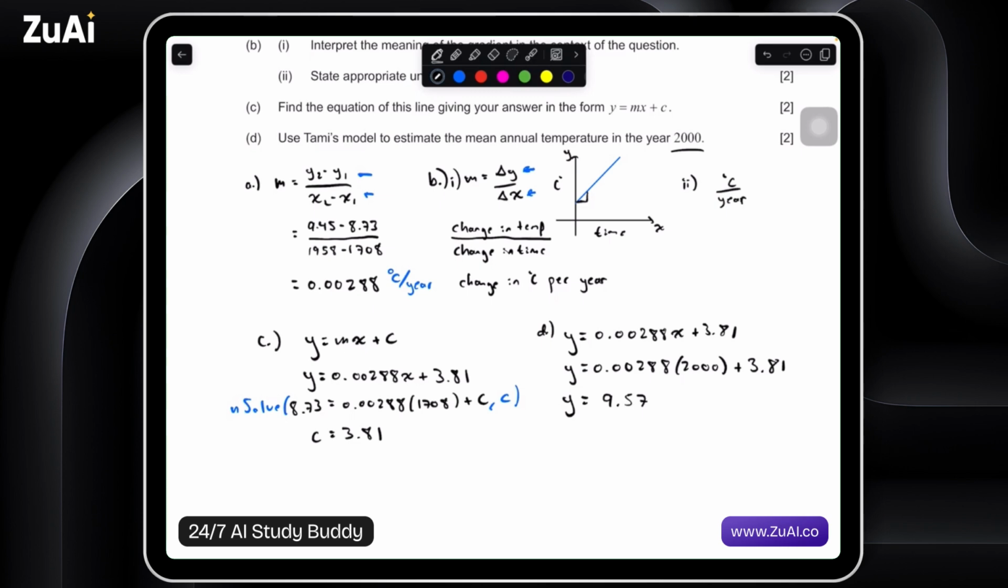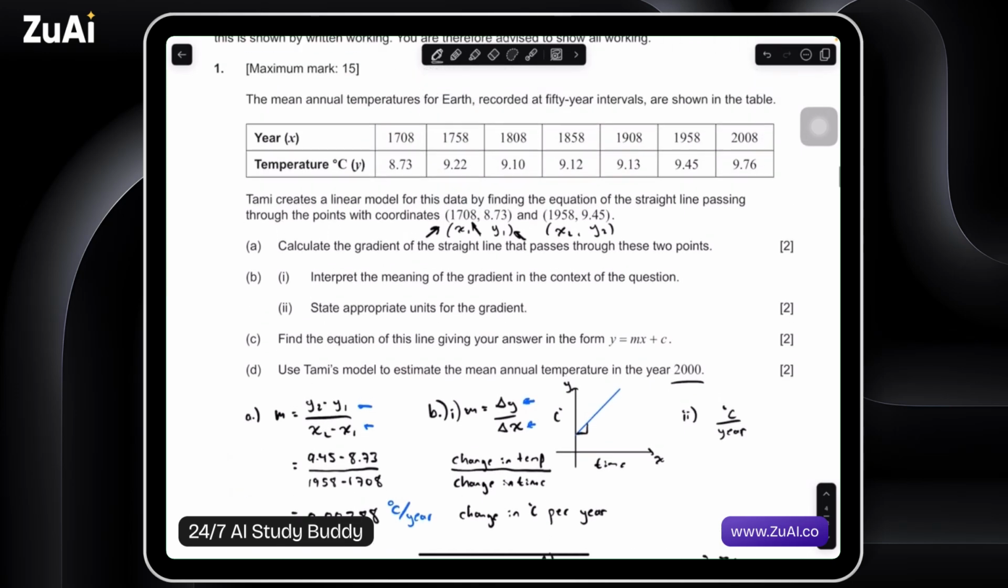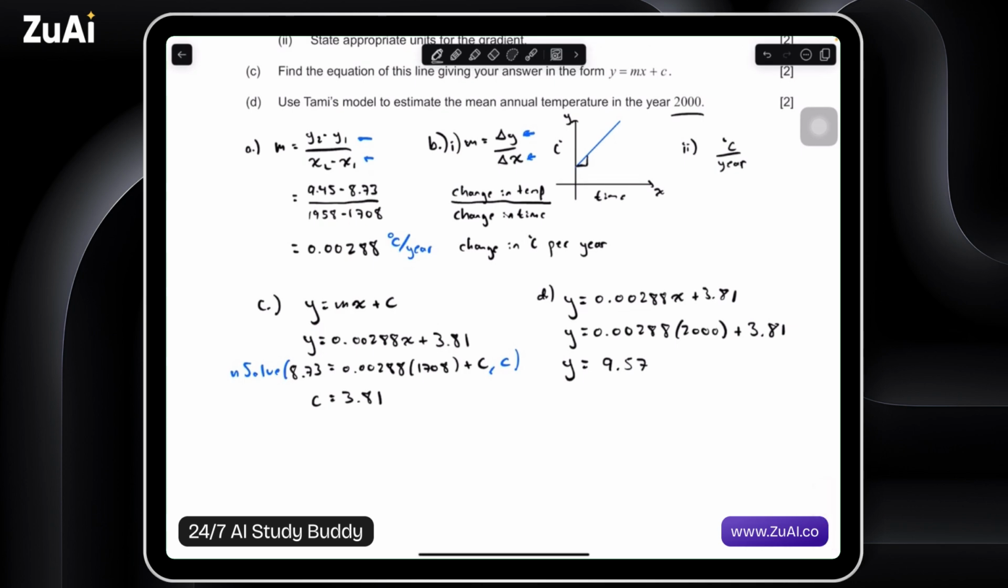Okay. For a question like this, you might want to see if it roughly corresponds with what we have already in our model. So we know 2008 is 9.76. This value of 9.57 degrees Celsius looks to be a pretty good prediction and might suggest that we're on the right track.